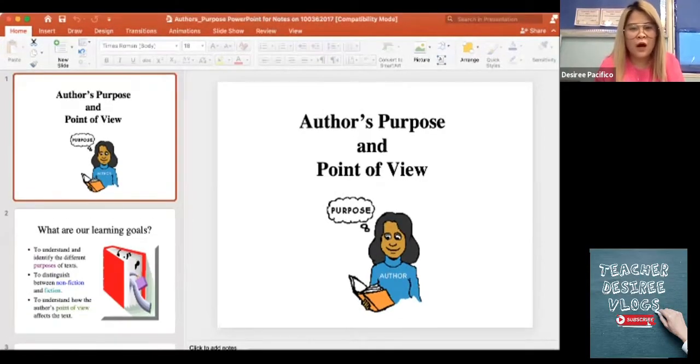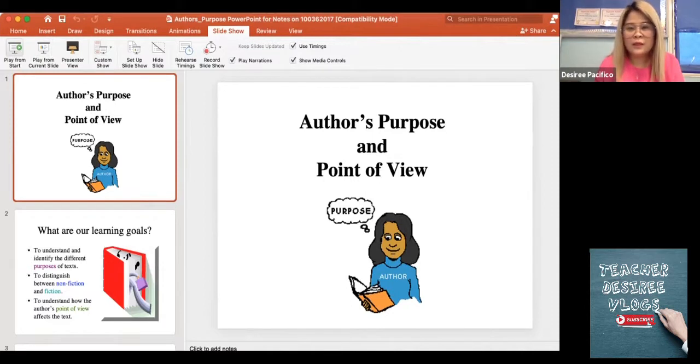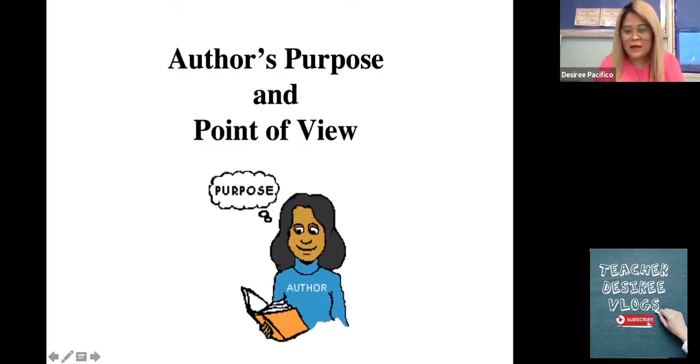Okay, so this time we are going to be understanding the points of view of an author. Okay, before we proceed, I would like to remind you who authors are. They are the ones who write our books, our stories, and they are the ones who created books for us to read. Now this afternoon we are going to be talking about author's purpose and point of view. Yes, every book, every story, everything that an author writes has a purpose and it has their point of view.